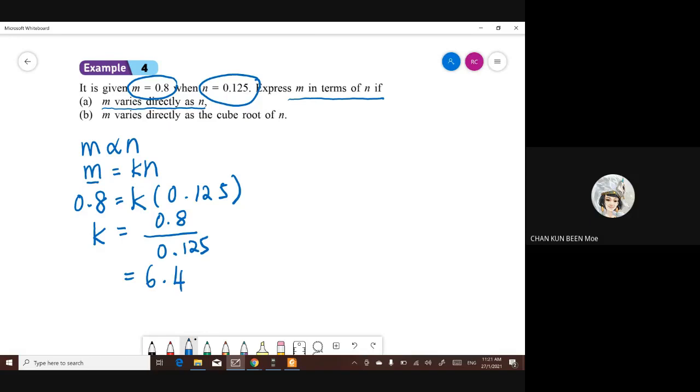Okay, but then they want you to express m in terms of n. So we haven't written down m, right? M, go back to this, is equal to the k. You found out already, 6.4. Then copy down n. Okay, so that's your answer for part A.